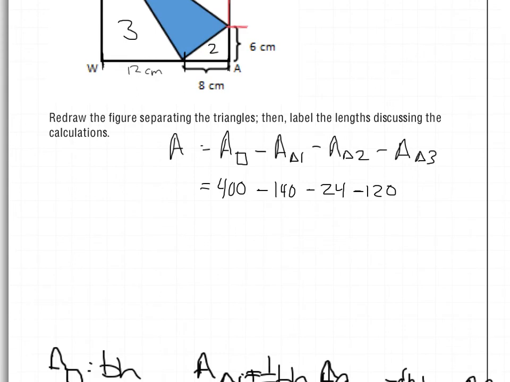Going ahead and combining all of this, these are all of my subtractions. This is going to be equal to 400 minus 288, 400 minus 288, which will leave me with 212 centimeters squared.